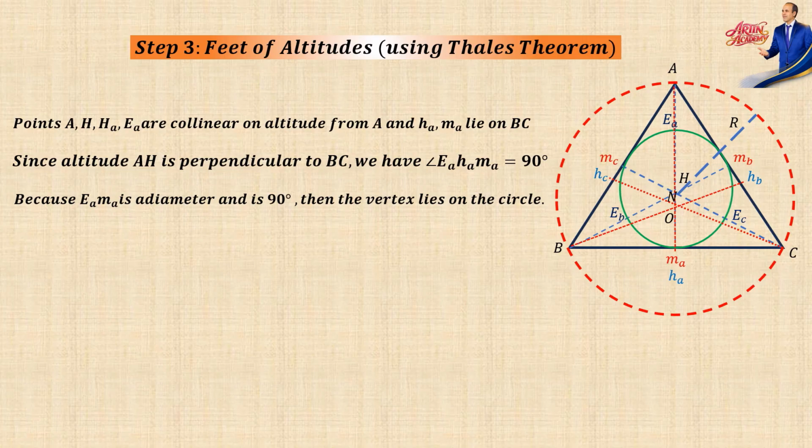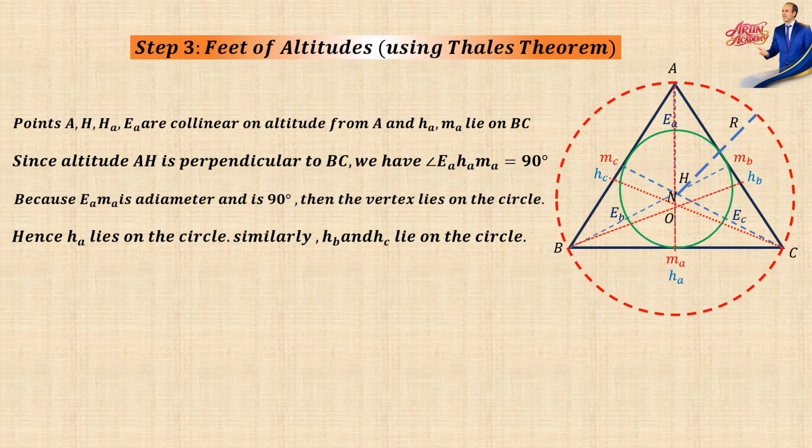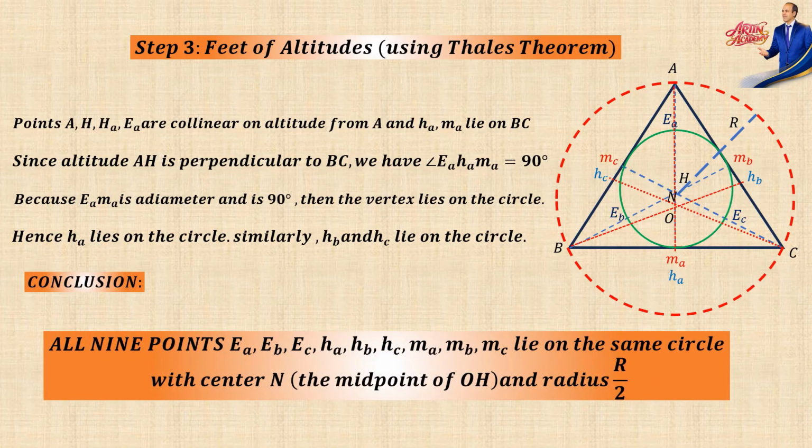Because E sub A, M sub A is a diameter of the circle, by the converse of Euler's theorem, if an angle subtends a diameter and is 90 degrees, then the vertex lies on the circle. Hence, H sub A lies on the circle. Similarly, H sub B and H sub C also lie on the circle.